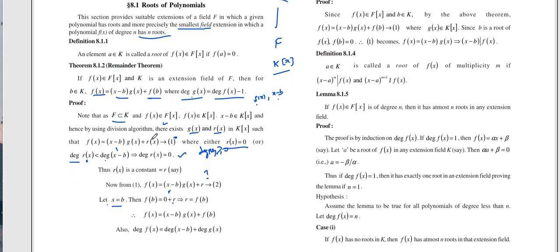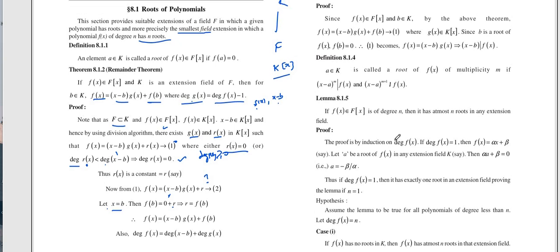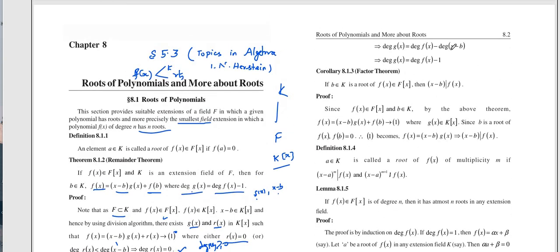So replacing that in this equation, you have (x - b) g(x) + f(b). You're replacing this in equation 2, so you're getting this. So from here, degree of f(x) is degree of (x - b) plus degree of g(x). This is constant, so we don't consider that. So we have from here degree of g(x) equal to degree of f(x) minus degree of (x - b). So degree of g(x) is degree of f(x) minus degree of (x - b). So this is 1. So we have this.